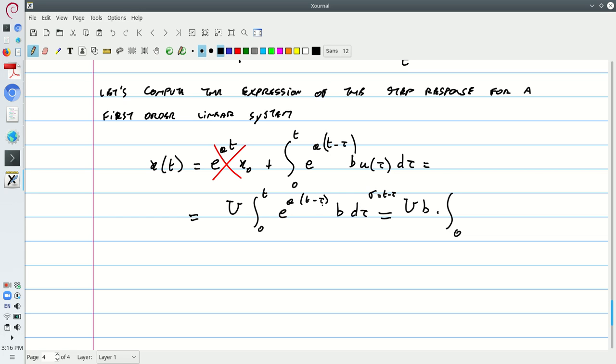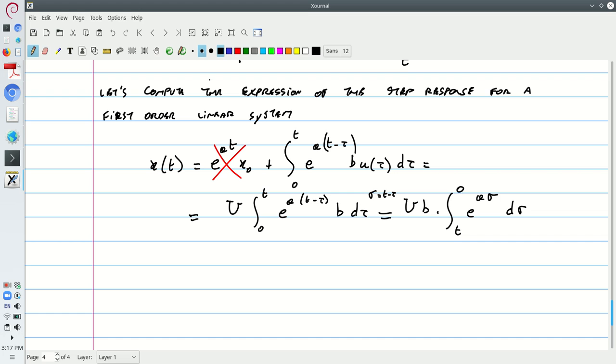So what happens to our integral? We're integrating with respect to tau, so tau goes from 0 till t. When tau is equal to 0, sigma is equal to t. When tau is equal to t, sigma is equal to 0. This is exponential of A sigma, and d tau is equal to minus d sigma. So we take d sigma here, and we have a minus here.